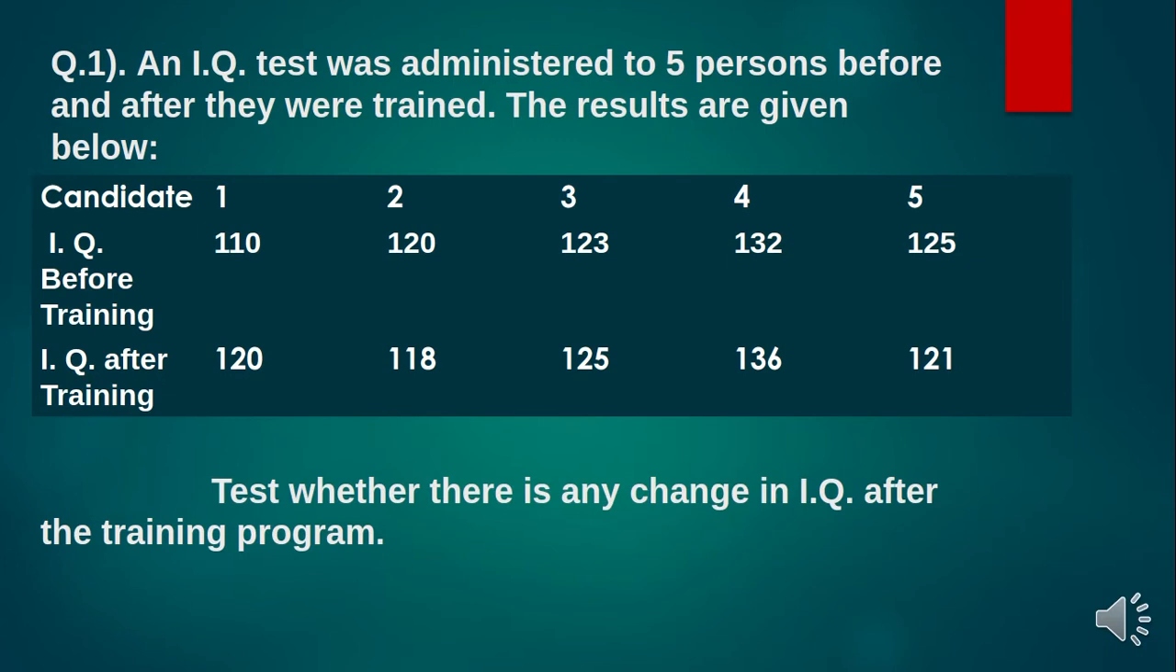For the first candidate, IQ before training is 110 and IQ after training is 120. Second candidate's IQ before training is 120, after training 118. Third candidate, IQ before training is 120, after training 125. Fourth candidate's IQ before training is 132, after training 136. Fifth candidate, IQ before training is 125 and after training is 121. Test whether there is any change in IQ after the training program.